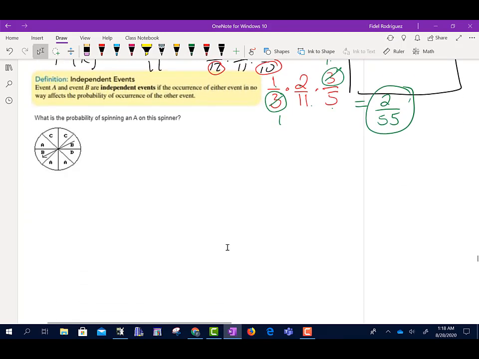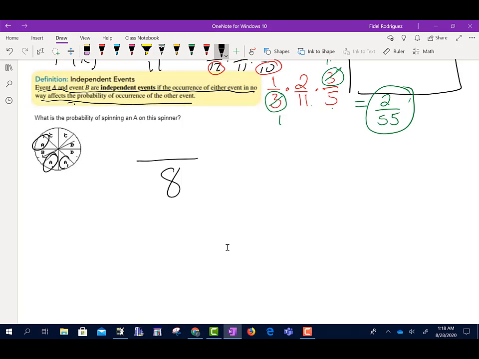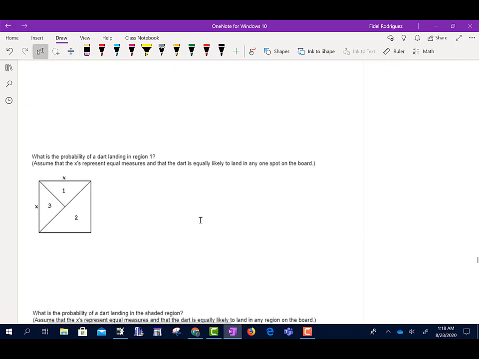Alrighty. So we have something called independent events. It says event A and event B are independent if the occurrence of either event in no way affects the probability of the occurrence of the other. Okay. So let's take a look here. It says, what's the probability of spinning an A on this spinner? So let's figure out, we have 1, 2, 3, 4, 5, 6, 7, 8. So we have 8 choices, right? How many of them have the letter A? 1, 2, 3 out of 8. Right? 3 out of 8. Okay.